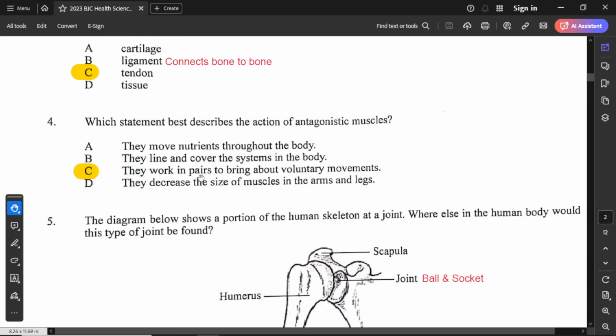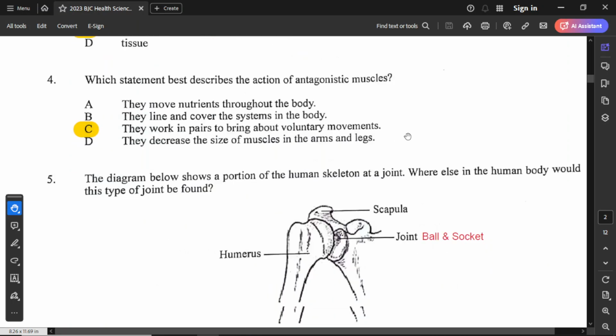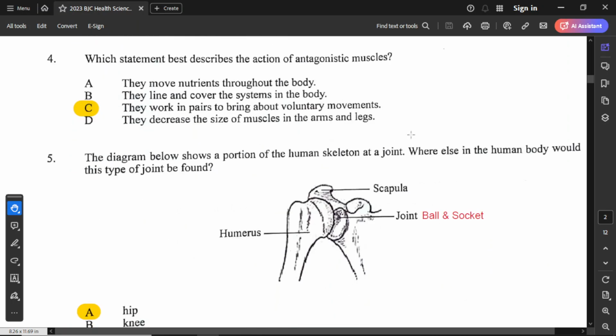For question number 4, it says which statement best describes the action of antagonistic muscles? And this is muscles working in pairs opposite to each other. So option C is correct. It reads that they work in pairs to bring about voluntary actions or movement. A typical example of that is the bicep and tricep. The way antagonistic muscles work is that when one is relaxing, the other one is contracting. And again, as I said, the bicep and tricep is a classical example.